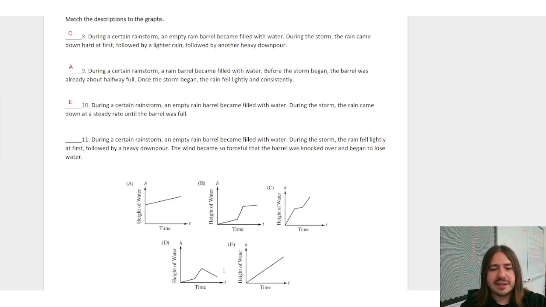So if we look at choice D, that's really the only one that could possibly make sense here. You can see the light rain followed by the heavy downpour. Notice the slope, the rate of change increase. And then it got knocked over, which is why the height of the water is decreasing. Our answer here.